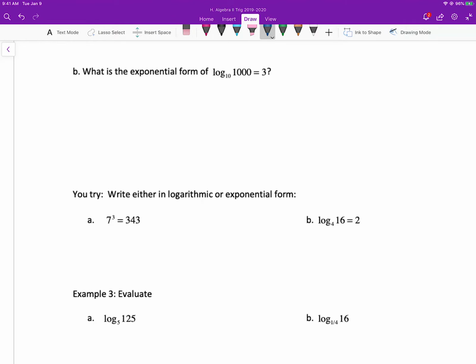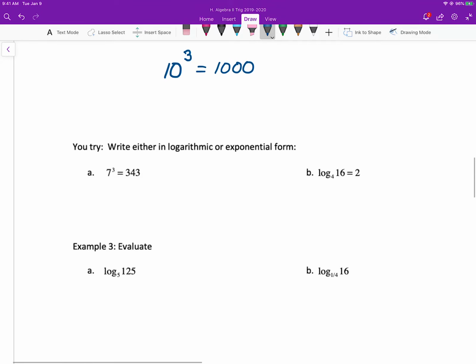If we have a logarithm, we can also write that as an exponent. I'm going to first find my base. In this case, it's a 10. Over here, this is my exponent. And this would be my answer. So it equals 1,000. So this problem is just asking me to convert the forms. It's not asking me to solve anything. It's just asking me to convert the forms back and forth.